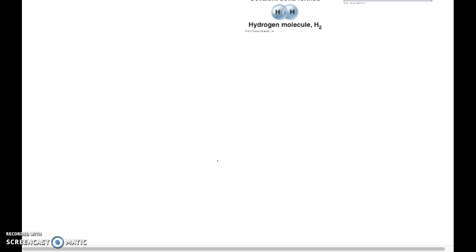Some examples are H2. Hydrogen is what we call a diatomic gas. That means there's always two atoms stuck together. Oxygen is also like this. Fluorine, bromine, iodine. There are some others. Okay.